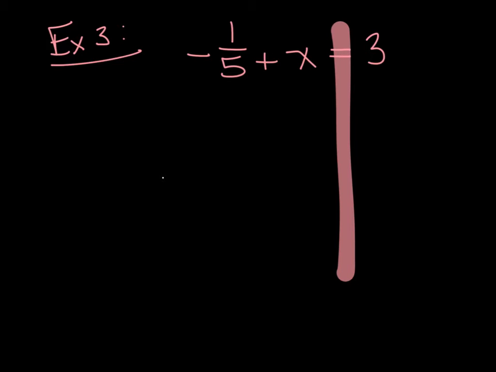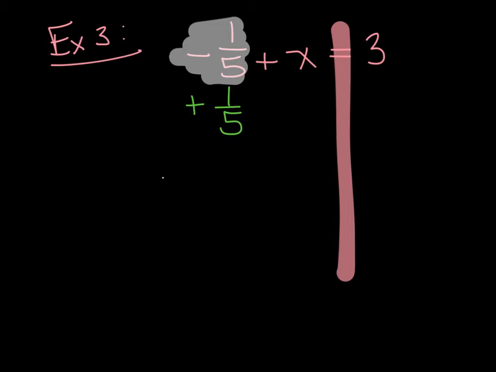But really what we're looking at here is negative 1/5. We want to do the inverse of that, which would be positive 1/5. Plus 1/5 cancels out. Remember, do it to both sides. What's left on the left side? Looks like just Mr. X. Drop him down. Equal sign gets dropped down. Please don't forget to do that. And ask yourself, 3 plus 1/5.